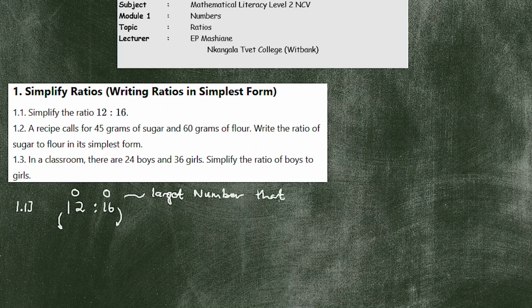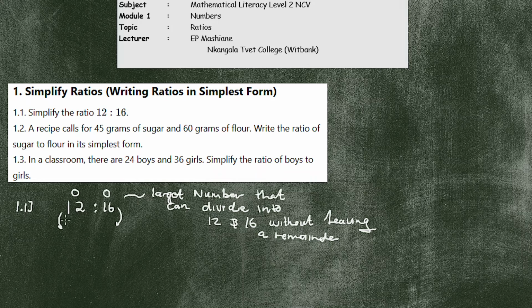The largest number that can divide into 12 and 16 without leaving a remainder.